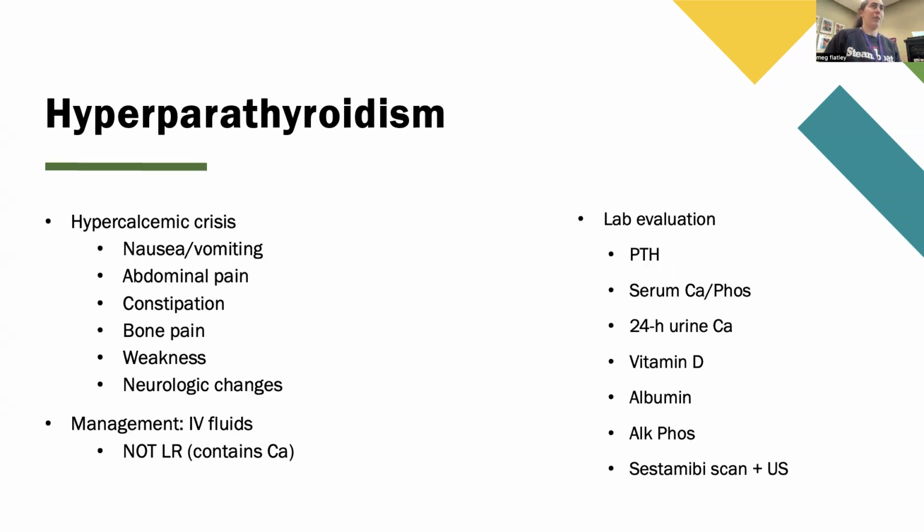One of the ways that this will be tested is you'll get a patient who's in hypercalcemic crisis. So the symptoms of that are nausea, vomiting, abdominal pain, constipation, bone pain, weakness, and neurologic changes. The management of this initially is IV fluids, and then once the patient is no longer in distress, you can start giving them diuretics to take the excess fluid off.